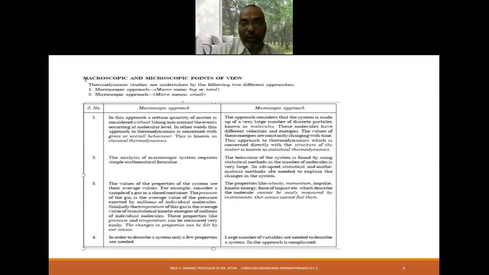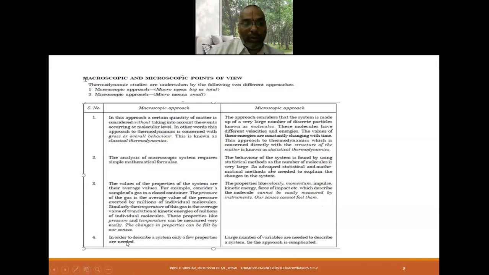That is how you can differentiate the macroscopic behavior from the microscopic behavior. The same thing I have told you here: the analysis of a macroscopic system requires only simple mathematical formulas. But in the microscopic, the behavior of the system is found by using statistical methods. That's why it is known as statistical thermodynamics, while the macroscopic is known as classical thermodynamics. As the number of molecules is very large, advanced statistical and mathematical methods are needed to explain the changes in the system. So it is a very, very difficult approach.